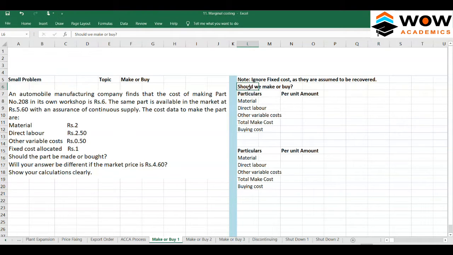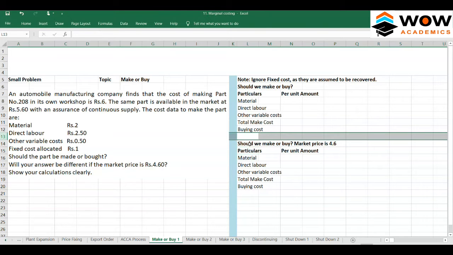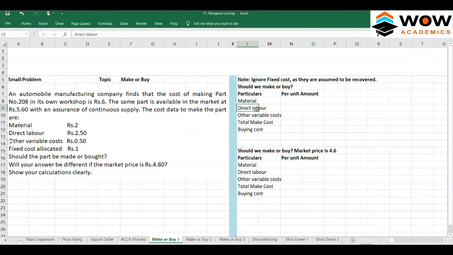So this is the first question. Should we make or buy? In the market, the price is 4.6. So we have two questions here. So we'll start. Per unit, we can find out per unit or per amount. That won't be a problem.